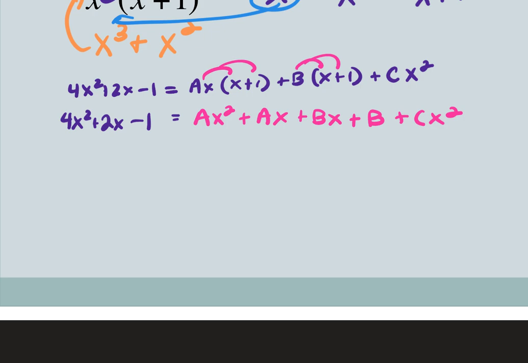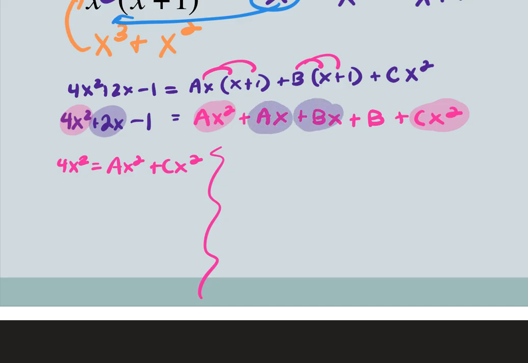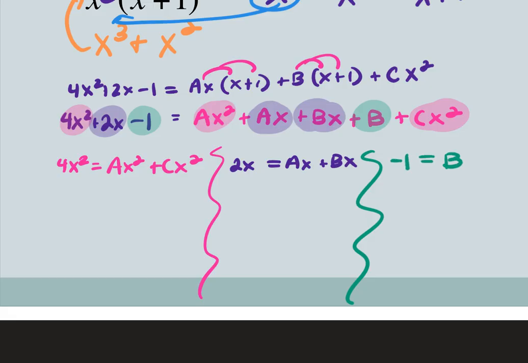And then we group them. So I'm going to group together all the x squared terms, and I'm going to make an equation. 4x squared would equal Ax squared plus Cx squared. Then I'm going to group together all the x to the first terms: 2x equals Ax plus Bx. And then I'm going to group together the things that do not have an x, which is just -1 equals B.